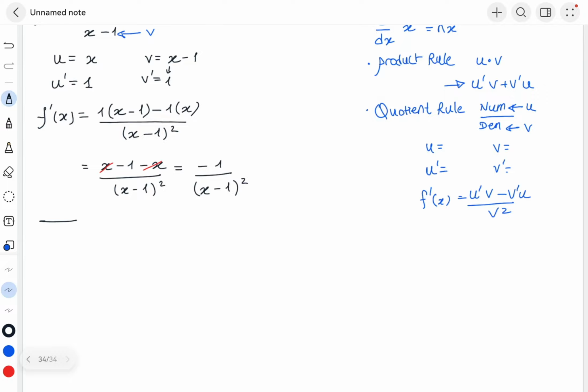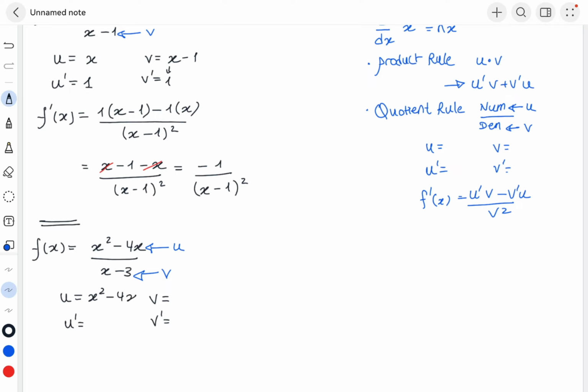Let's do another example. Let's say we had, for instance, f of x is x squared minus 4x over x minus 3. As we said earlier, we take the numerator to be u and the denominator to be v, and we find u, v, u prime, and v prime. So our u is x squared minus 4x and our v is x minus 3.